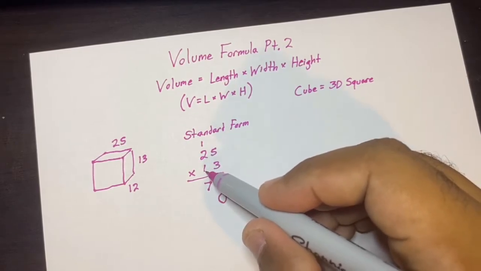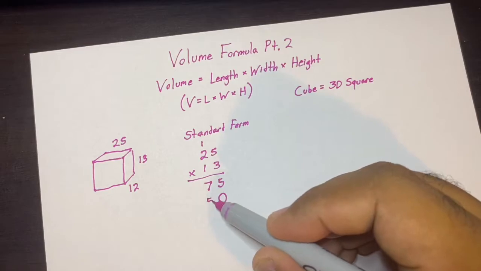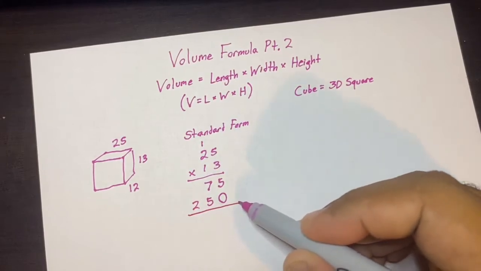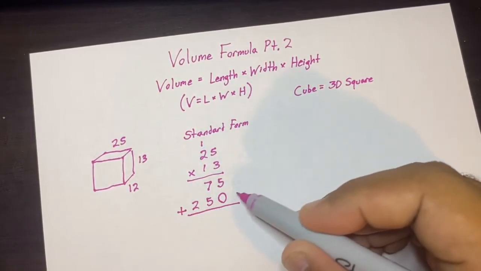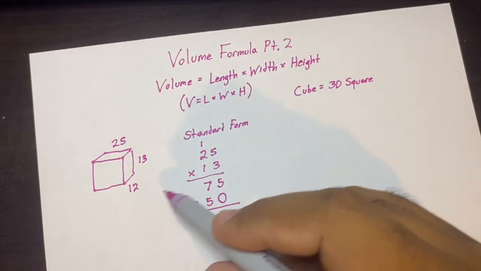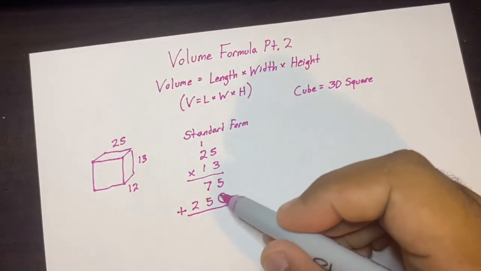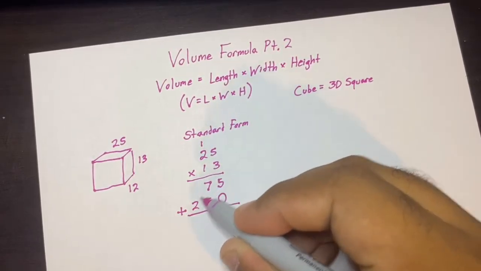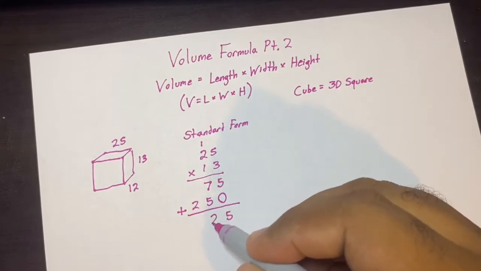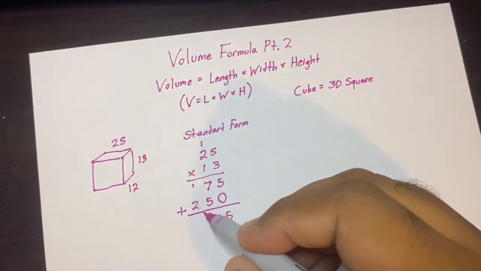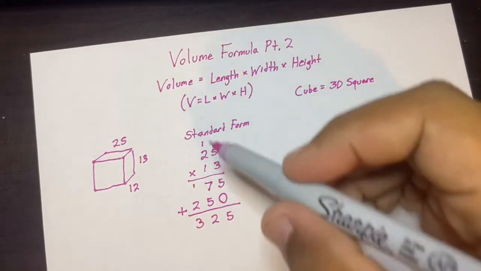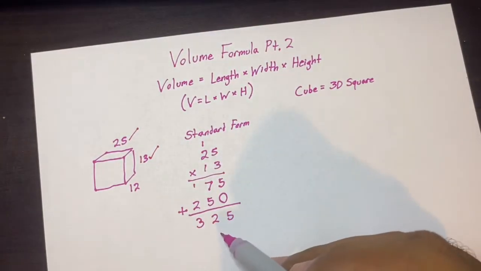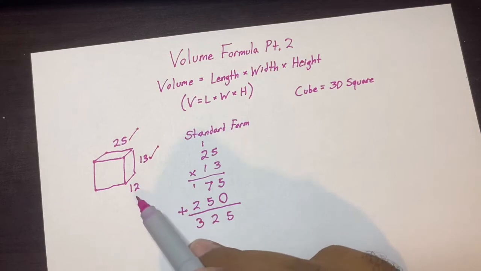The next part is 1 times 5 goes 5. 1 times 2, 2. When you get to this point, you add it. We're not multiplying the last number, so we're adding just this bottom pair here. 5 plus 0 is 5. 7 plus 5 is 12, so the 2 here and the 1 here. 1 plus 2 is 3. So we have already finished with the 25 and the 13. When multiplied together, it gave us this. So now we have to multiply the 12 to this number.